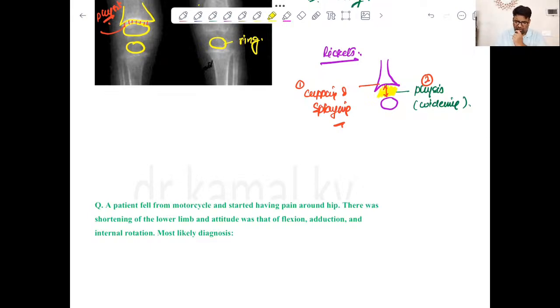Next question. A patient after a fall from a bike developed pain around the hip, and then there was shortening, and the limb was in attitude of flexion, adduction, internal rotation. The moment you have these kind of words, FADIR, post-trauma, I think the diagnosis is very straightforward. There should be no confusion whatsoever in this. Yes, one can straight away jump to the diagnosis of posterior hip dislocation, right?